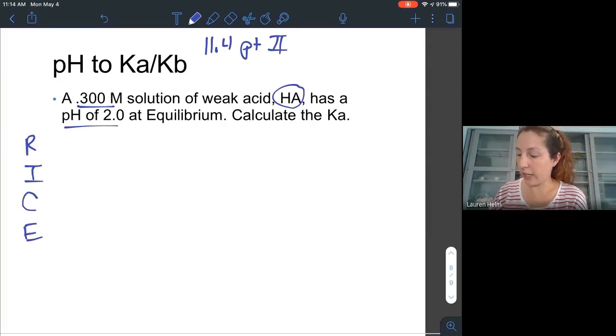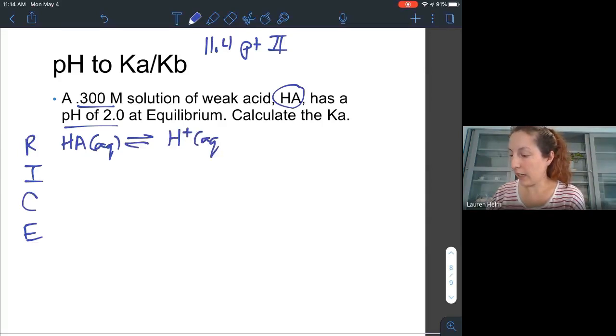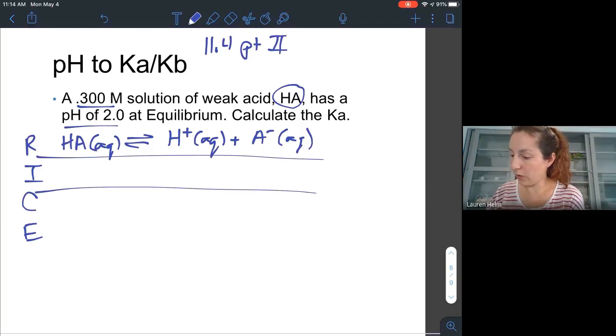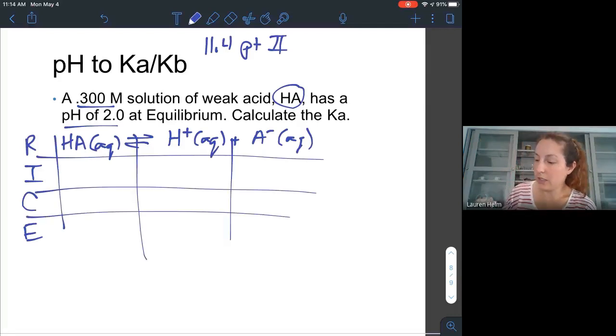Since this is a generic weak acid, our formula looks like the weak acid HA, which is aqueous, in equilibrium with the acidic hydrogen ion, also aqueous, and the anion, aqueous. And we're going to fill in what we know into our chart. Our initial concentration is 0.300 molar. We have no hydrogen ion yet and no anion yet.